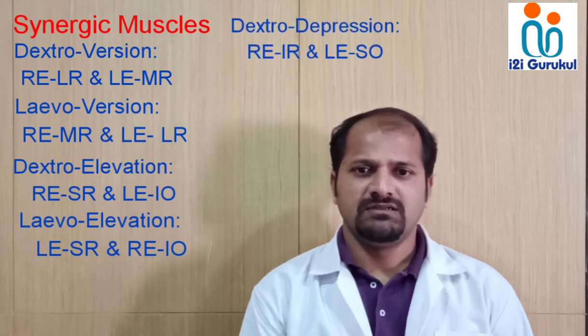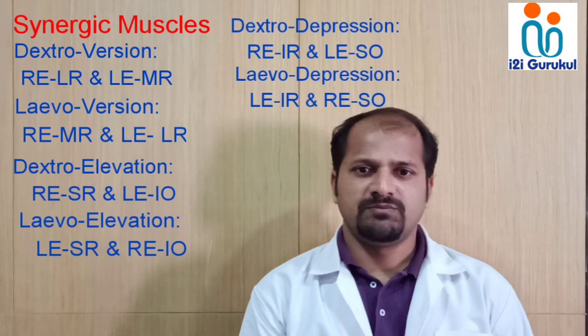Coming to the next, dextro depression. In this movement, the right inferior rectus and the left superior oblique are involved. Coming to the last, levo depression. In this movement, the left inferior rectus and the right superior oblique muscles are involved.